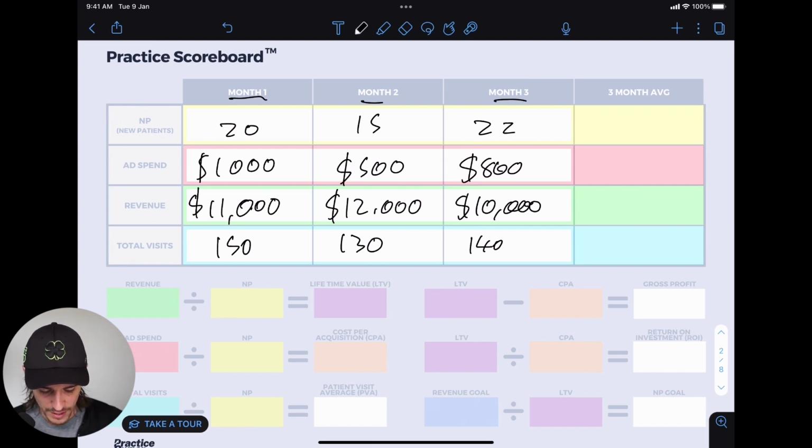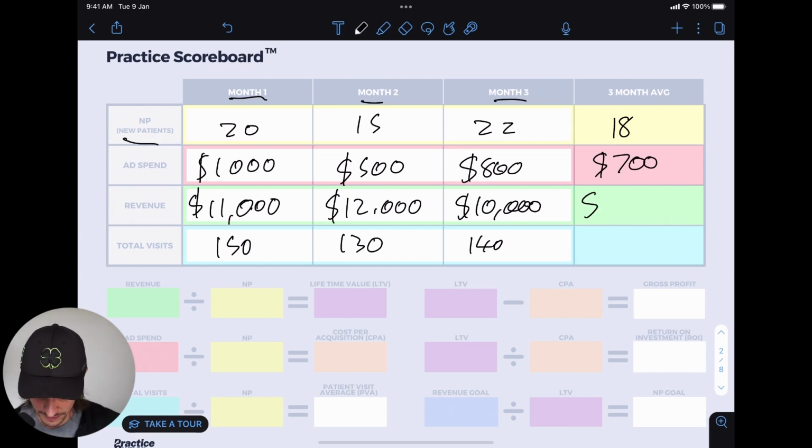And so then you add all 3 in each column up, so 20 plus 15 plus 22, and then you divide that by 3 because it's over 3 months, and that gives you your average number of new patients per month. So in this case, hoping I got the math right, the answer is 18. Average ad spend is 700. Average revenue is 11,000.